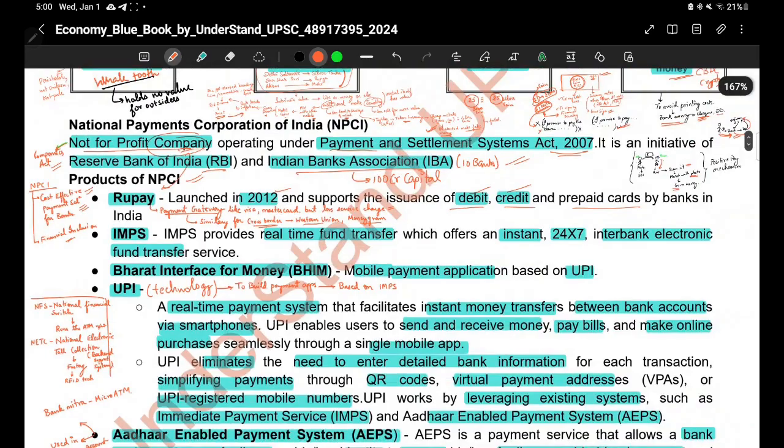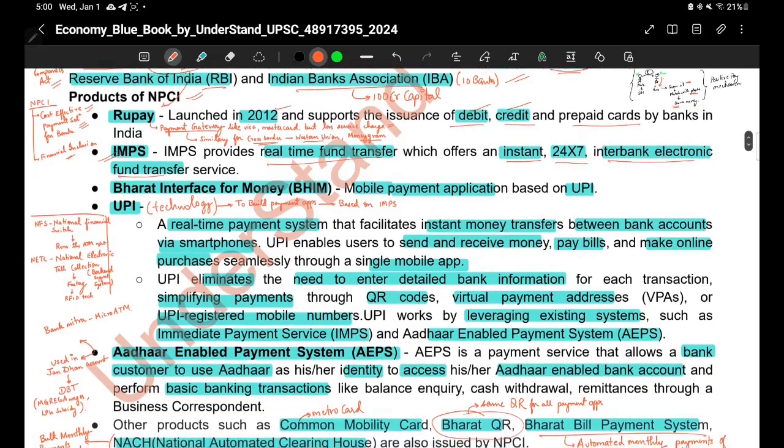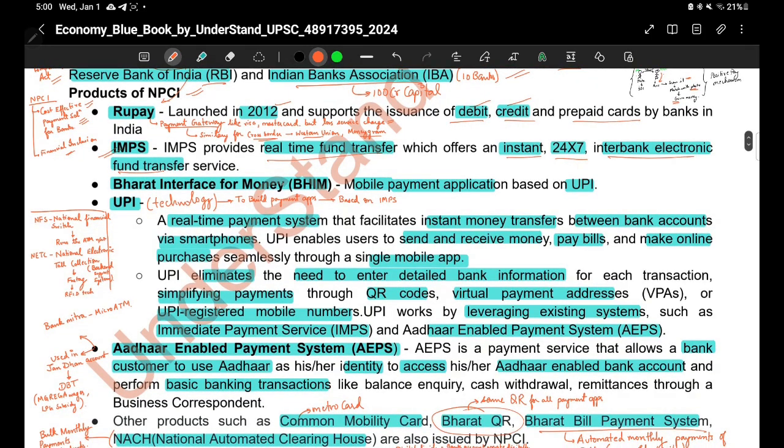So NPCI invented this RuPay. Then IMPS, I already told you about this, real-time fund transfer, which is instant, 24/7, and interbank electronic fund transfer happens here. Then BHIM, Bharat Interface for Money. It is a mobile payment application based on UPI. BHIM is an app which uses UPI.